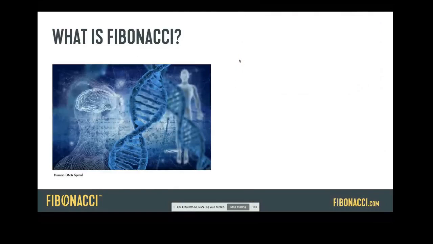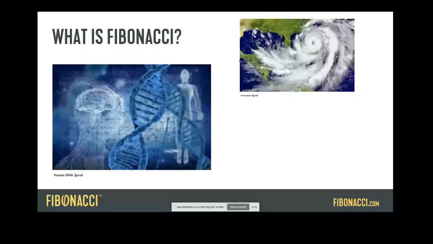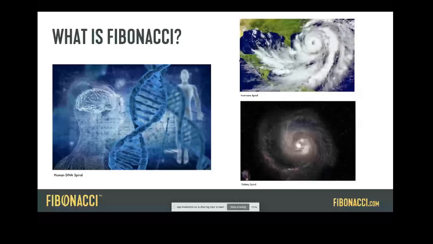The DNA spiral also follows the Fibonacci spiral. So in human biology, we're very familiar with the spiral patterns of both hurricanes and galaxies. They have been known to also follow the Fibonacci ratios.